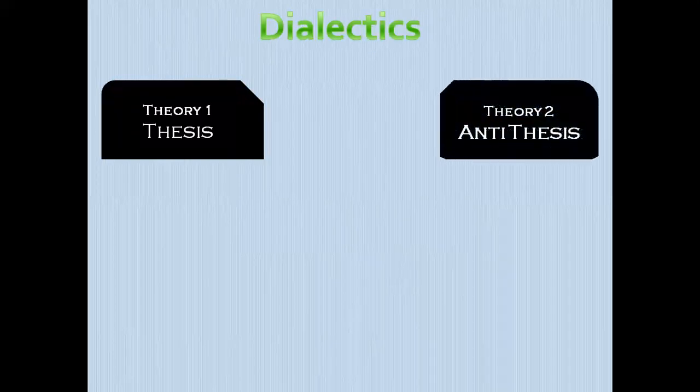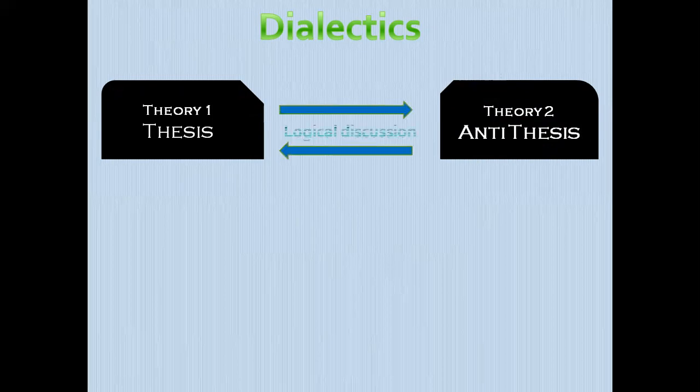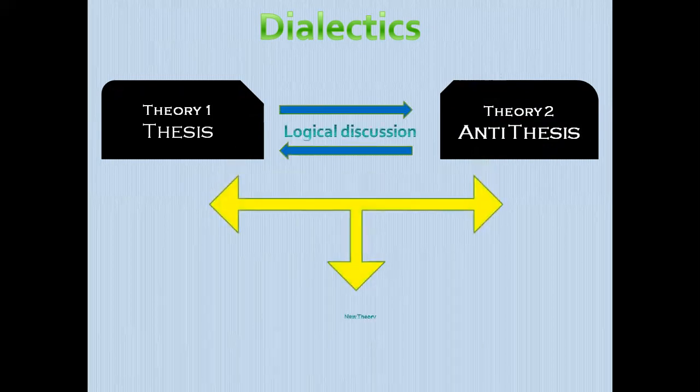So, first, a thesis is proposed, and then an antithesis is proposed, which is contrary to the thesis. After a logical discussion of both, a new theory is proposed, which is the gist of the thesis and the antithesis. This process of arriving at a new thesis is called synthesis, and many philosophers still use this method today.